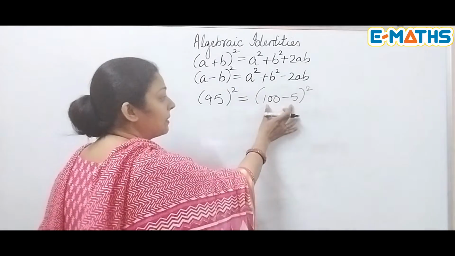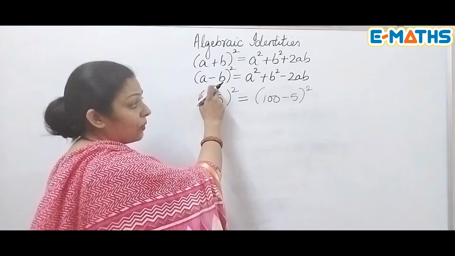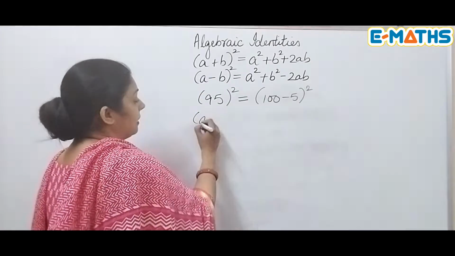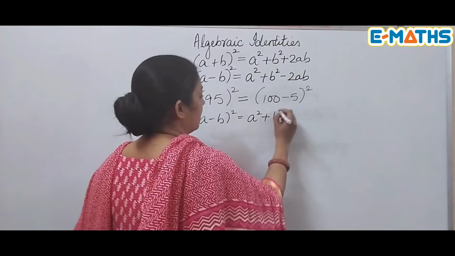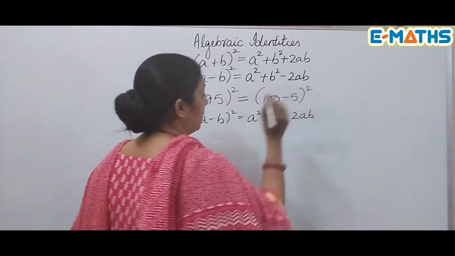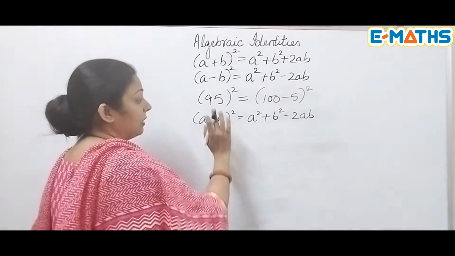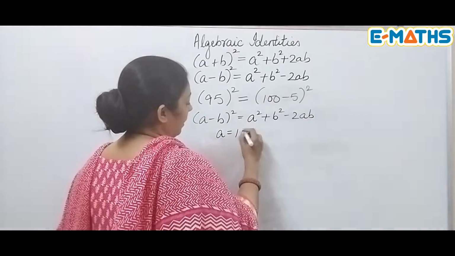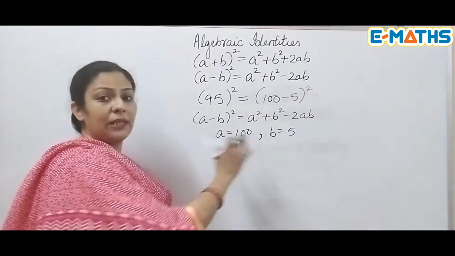When you match this with any one of these identities, you will of course land on (a minus b) whole square, because this also has a minus sign in between. So this is (a minus b) whole square, which equals a square plus b square minus 2ab. Always mention the identity that is being used. Then write the value of a, because a being a variable, we need a value for it. b is 5. So here a is 100 and b is 5.